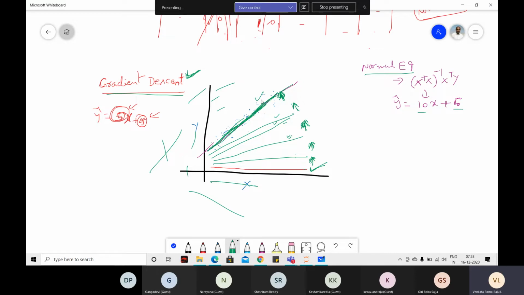Okay, how gradient descent is working, you understood, right?